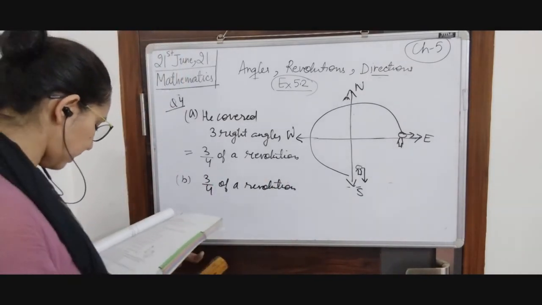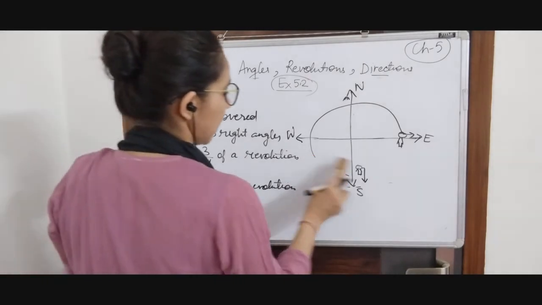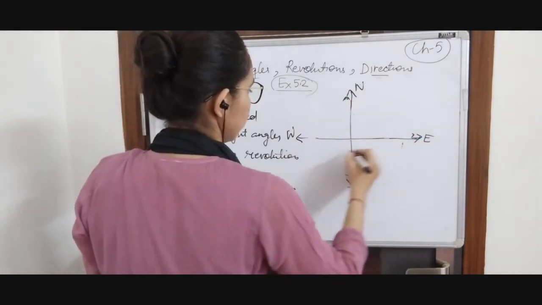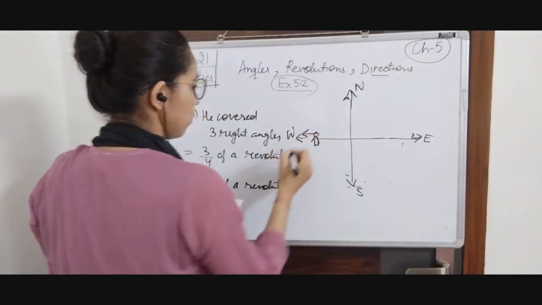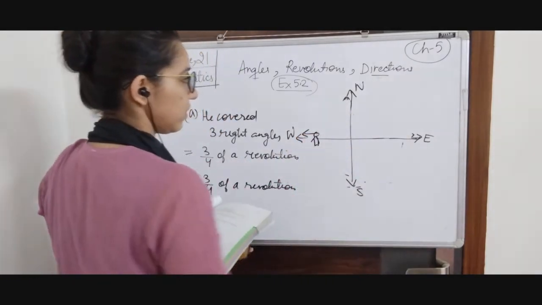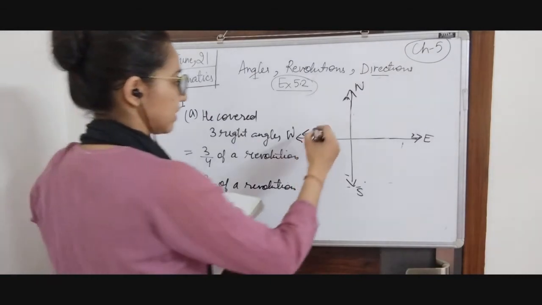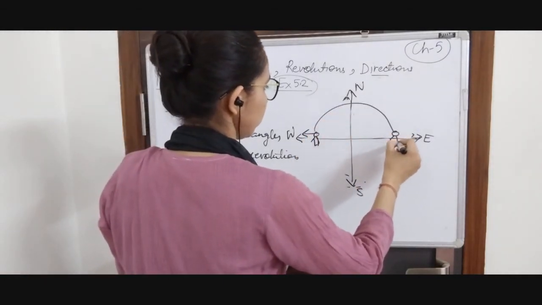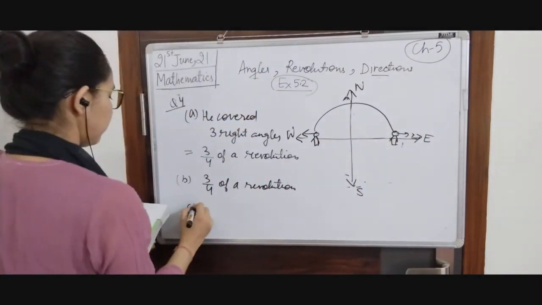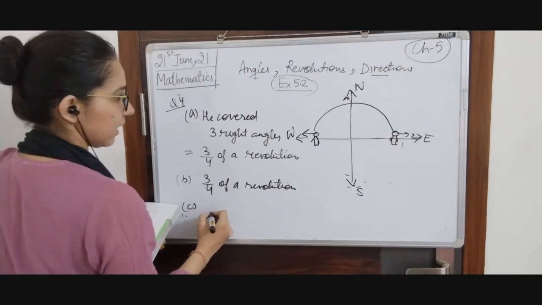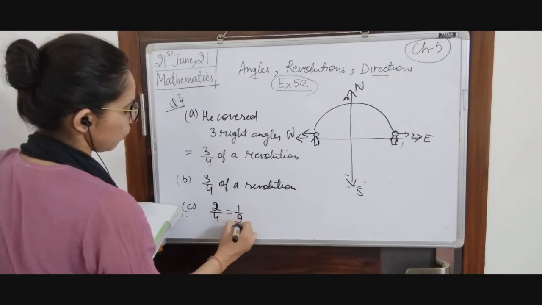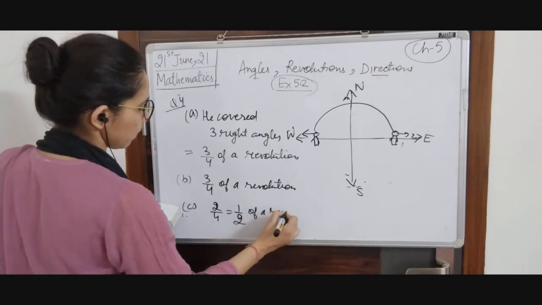Next is west and turn clockwise to face east. He is now facing west, and he is turning clockwise. Clockwise means the direction in which a clock moves. To face east, he covered one right angle and two right angles. So we can safely say that he covered two right angles, and two right angles is equal to 2/4, that is 1/2 of a revolution.